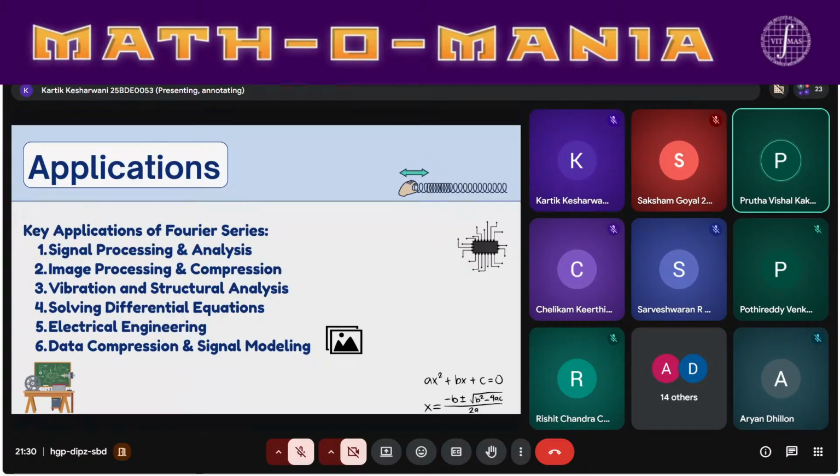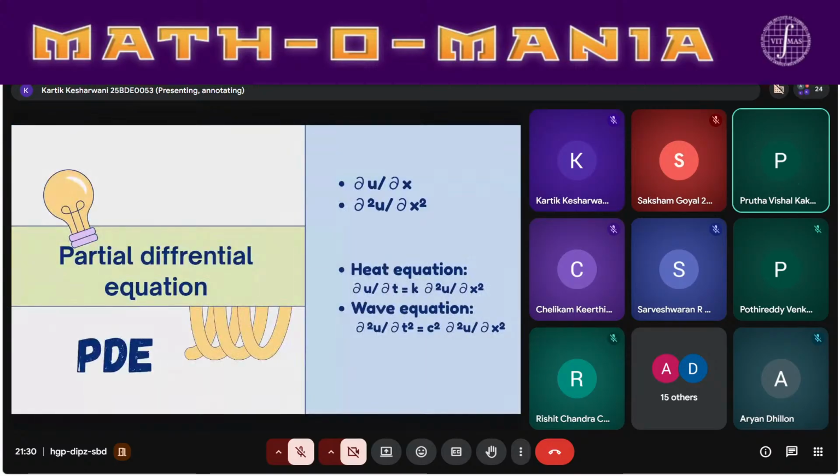So now, let's dive deeper into these applications, starting with partial differential equations. Fourier analysis provides a systematic and highly effective way to solve partial differential equations, or PDEs, by transforming them from the spatial domain into the frequency domain, where differentiation becomes much simpler to handle.